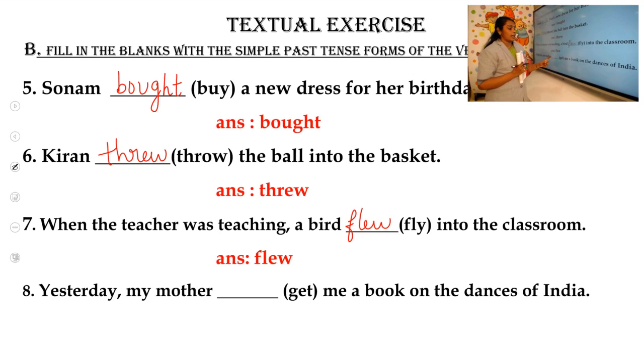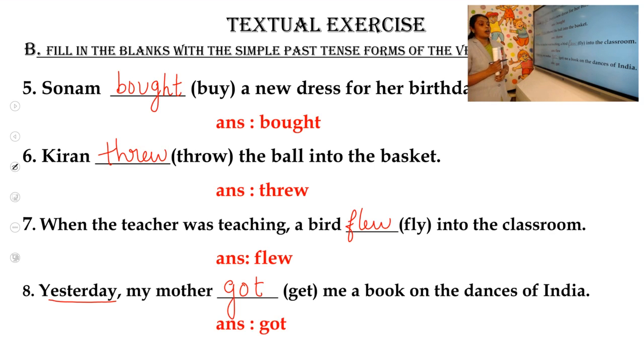Yesterday, my mother get me a book on the dances of India. So here, the word yesterday is there and we have to change the verb into past tense. So, yesterday, my mother, what is the past tense of get? Got. Yesterday, my mother got me a new book on the dances of India. So, we have to change the present tense verb into past tense.